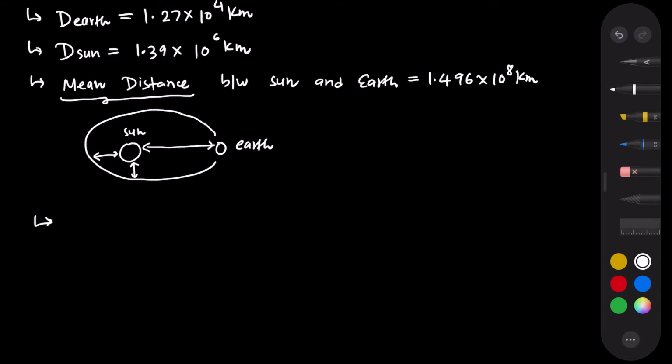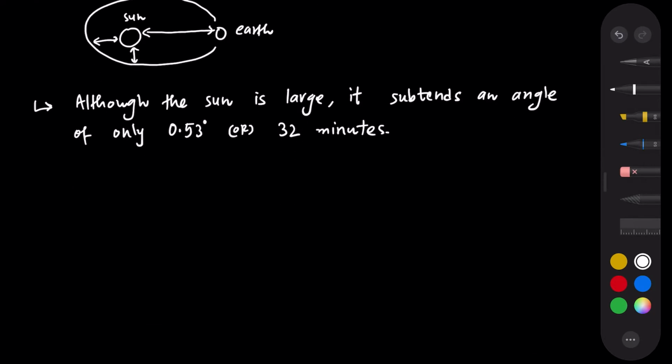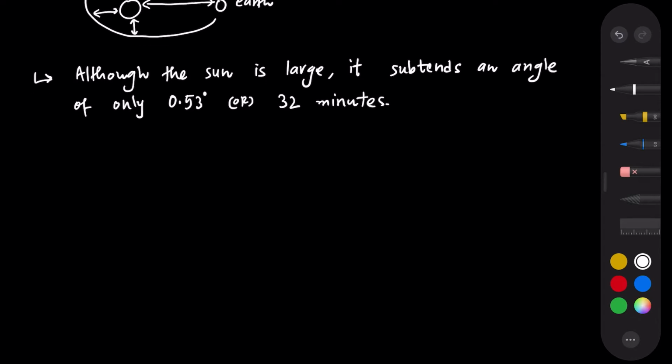Now, although the Sun is very large, it subtends an angle of only 0.53 degree or 32 minutes. Okay, now as you all know, Sun is a very large star, and even though it is very large, it subtends an angle of only 0.53 degree.